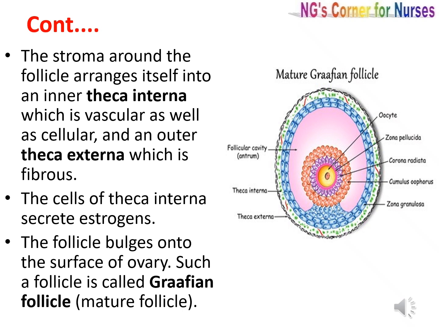The cells of theca interna secrete estrogens and the follicle bulges onto the surface of the ovary, such a follicle is called Graafian follicle. The function of Graafian follicle is to form mature ova, secrete estrogen and provide a medium for the growth of corpus luteum. We will discuss what is corpus luteum in the next slide.